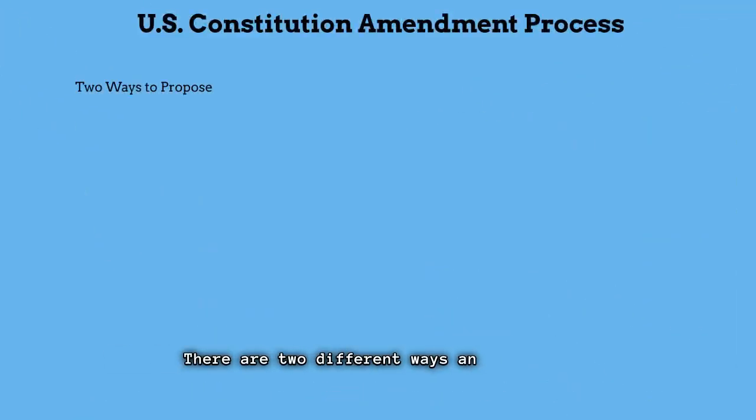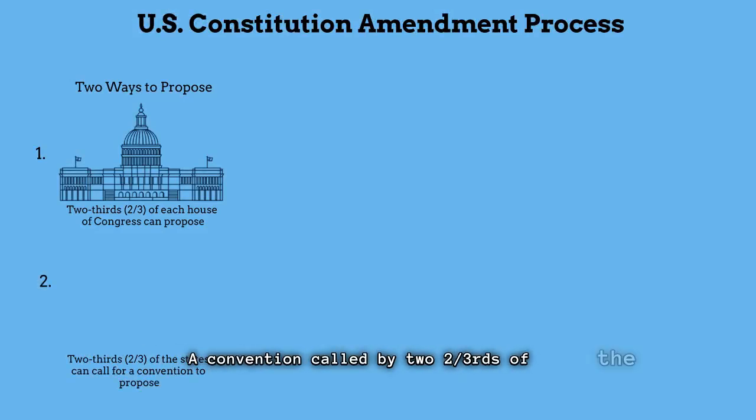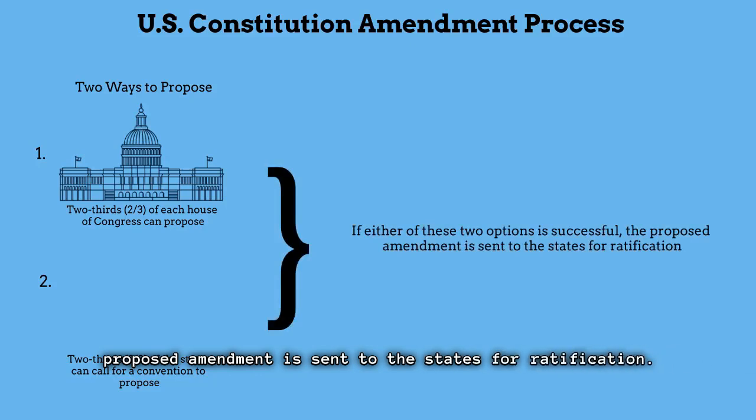There are two different ways an amendment to the U.S. Constitution can be proposed. 1. 2/3 of the members of each House of Congress can propose an amendment, or 2. A convention called by 2/3 of the states can be used to propose an amendment. If either of these two options is successful, the proposed amendment is sent to the states for ratification.